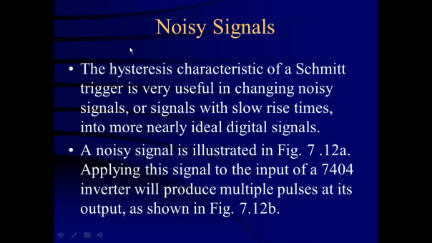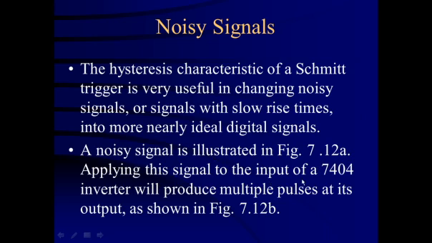Now here a noise signal is also removed using the Schmitt trigger circuit. So that application we are going to show here. The hysteresis characteristic of a Schmitt trigger is very useful in changing a noisy signal, or a signal with slow rise and fall times, into a more nearly ideal digital signal. So noisy signals or signals with slow rise and fall time can be converted into ideal digital signals. A noisy signal is illustrated in figure 7.12a.